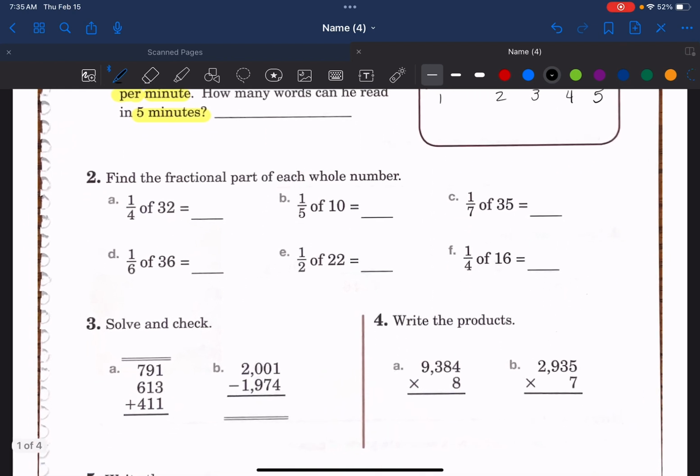Next, I would like you to do all of number 2 because this is our new skill. So it says find the fractional part of each whole number. So I'm going to have us start with the 1/2 because even in yesterday's lesson, I had some of you that remembered how to do the 1/2, but you didn't remember how to do the rest of them. Okay, so when you say 1/2 of 22, you might know what half of 22 is. Okay, because what's half of 2? It's 1, and half of 2 is 1. So therefore, half of 22 is 11.